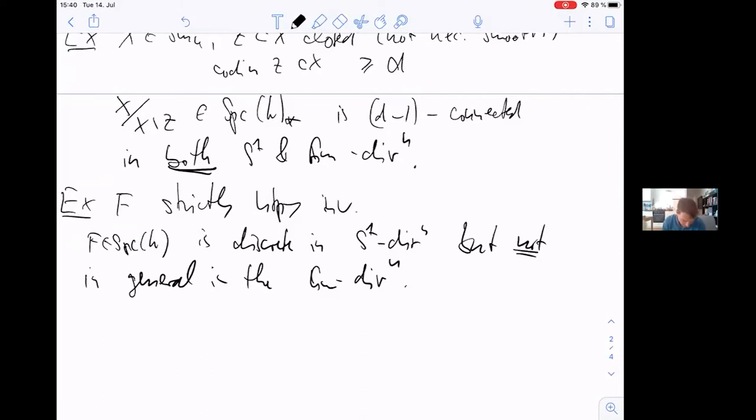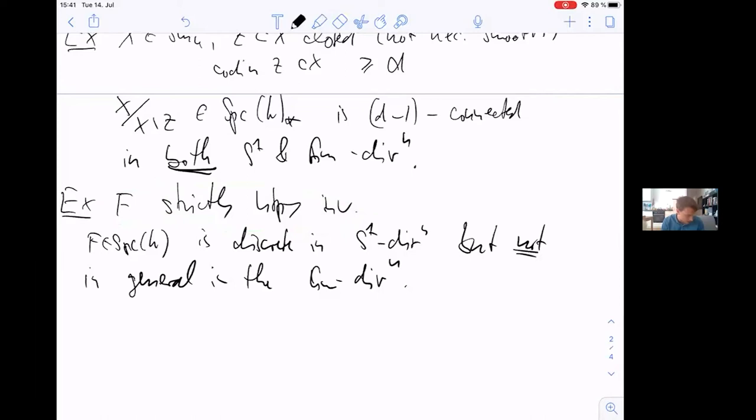So I was trying to explain why it's not always the case that these objects, if I take one of them, are connected in the Gm direction. I think it's just because there's no reason for it to happen. There are these two directions, and you picked something which by definition was discrete in the one direction, so why would it be in the other direction also? You can just work out some examples and you see that this happens.